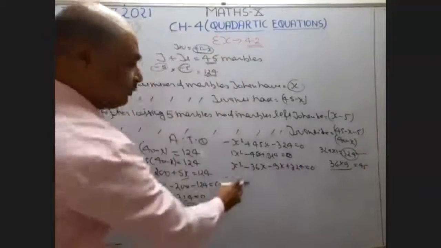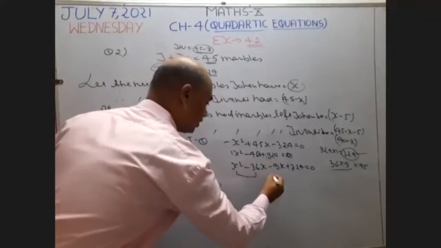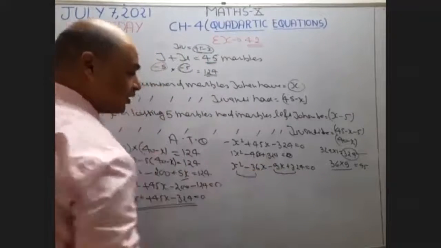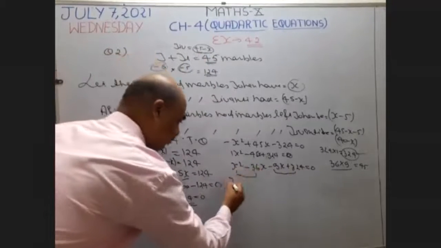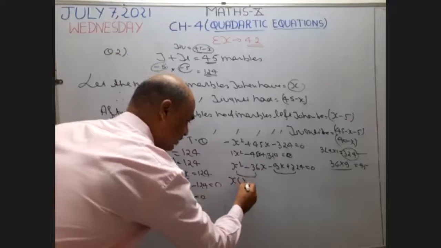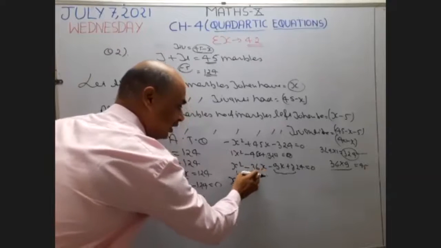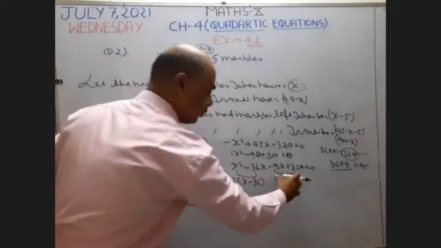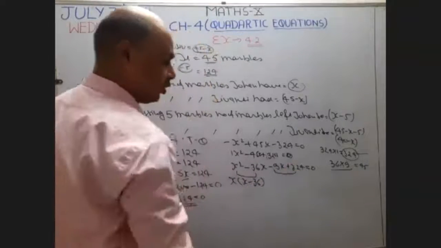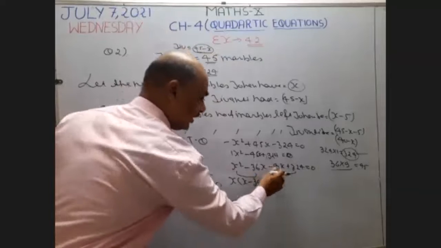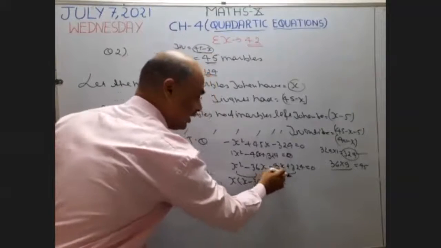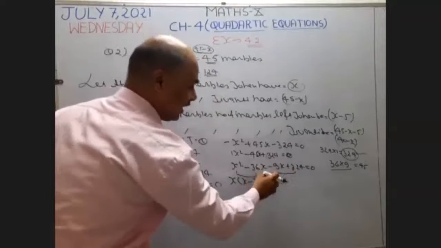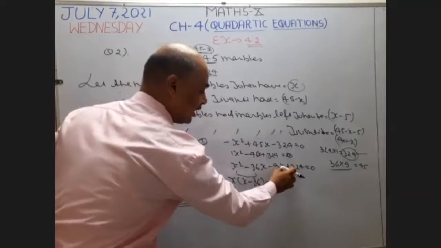Okay. After splitting the middle term, I want to make two pairs, first pair and last pair. I want to take common from the first pair. What is common in the first pair? X is common. After taking x, what is left? X. When I take x common from 36x, what is left? Minus 36. Now I want to take common from the second pair. What is common? Minus is common. After that, 9 is common. After taking 9 common, what is left? X is left. Whenever we take minus common, it means the sign must be changed.